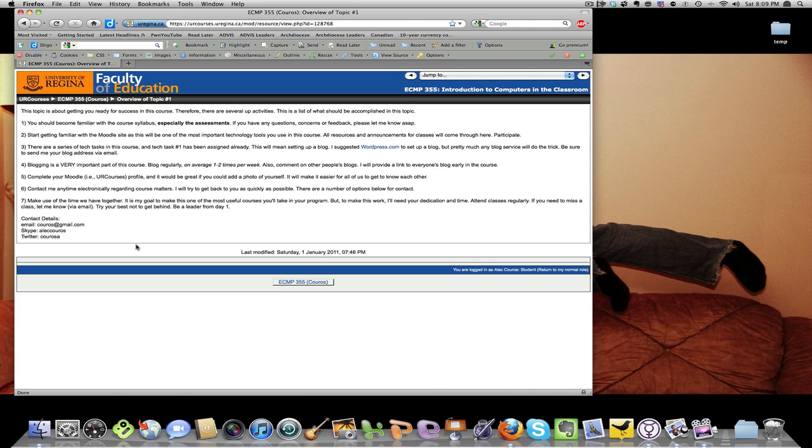Complete your Moodle or UR Courses profile. It would be great if you could add a photo of yourself. I've noticed a few people already have that, which is great. It does make it easier to get to know everyone in the class. As you'll notice, there actually will be people from all sections in this particular Moodle, so you'll get not only the people in your class, but other people in other sections as well.